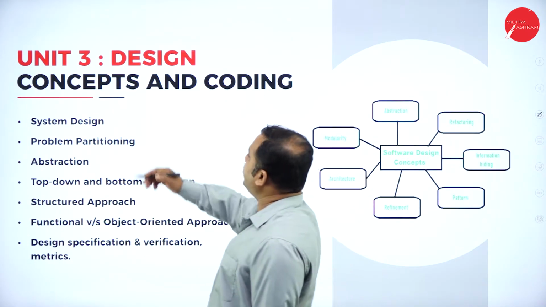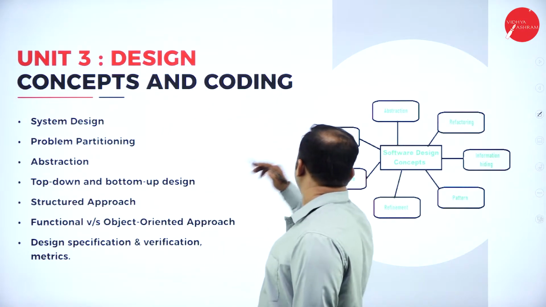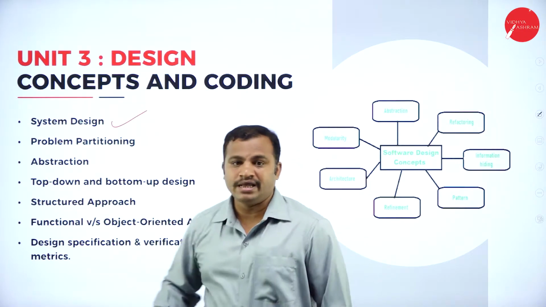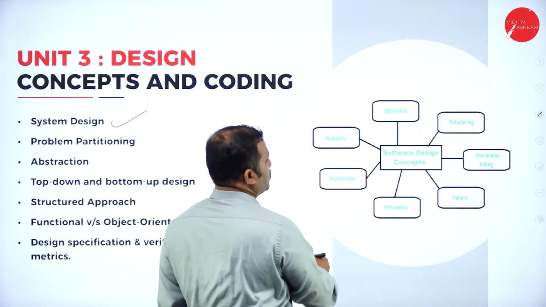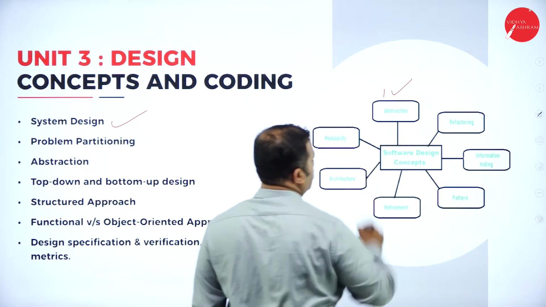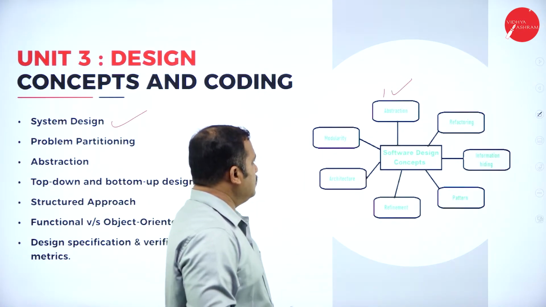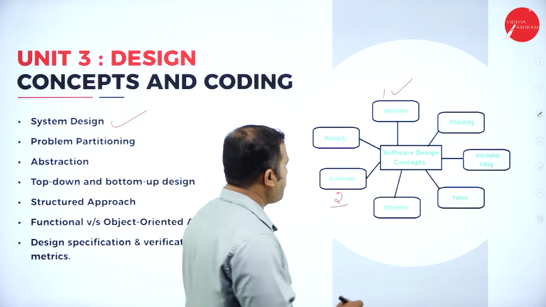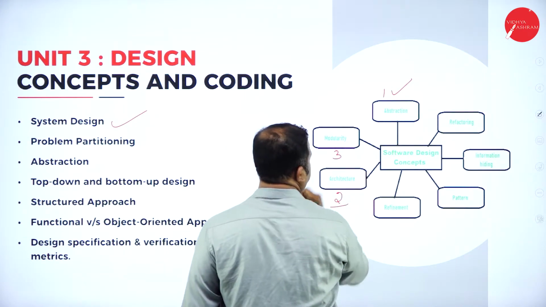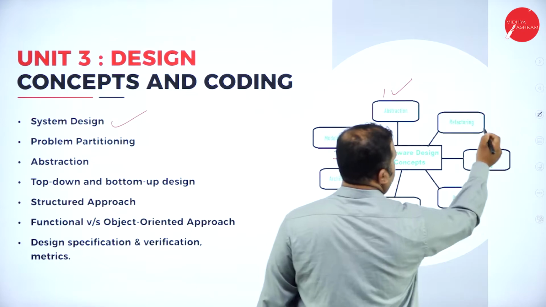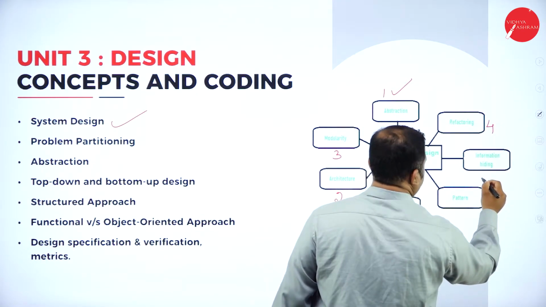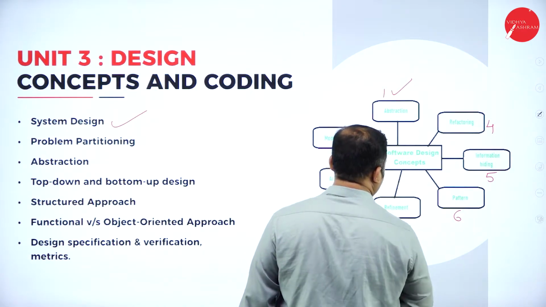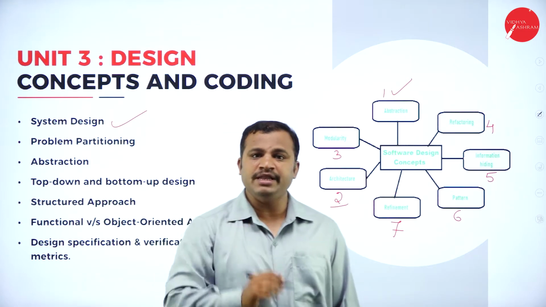Next, in the third unit, you will come across design concepts and coding. In this case, you will see that the design process includes these. First one, abstraction. Then architecture. Then modularity. Then refactoring. Then information hiding. Sixth, pattern. Seventh one, refinement. So what is the meaning of abstraction?